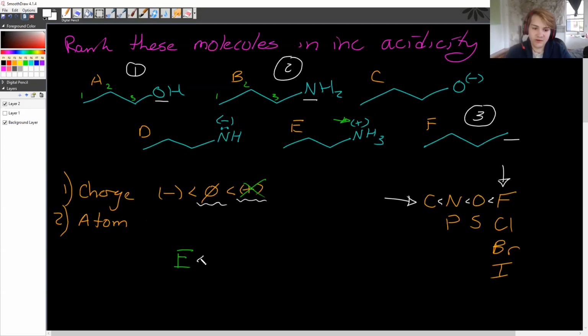So who wants to give me an idea of what they think the order of the next set of molecules would be? I would say something like A, then B, then F, right? A is more acidic than B, which is more acidic than F, right? And that makes sense. Oxygen is more electronegative than nitrogen, which is more electronegative than carbon.